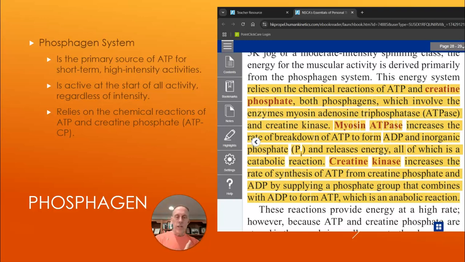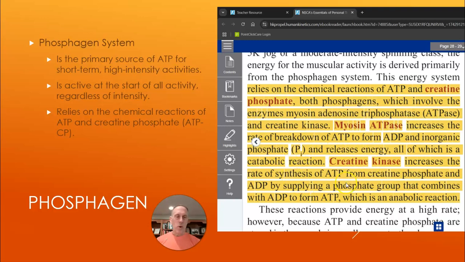Creatine kinase increases the rate of synthesis of ATP from creatine phosphate and ADP by supplying a phosphate group that combines with ADP to form ATP, which is an anabolic reaction.